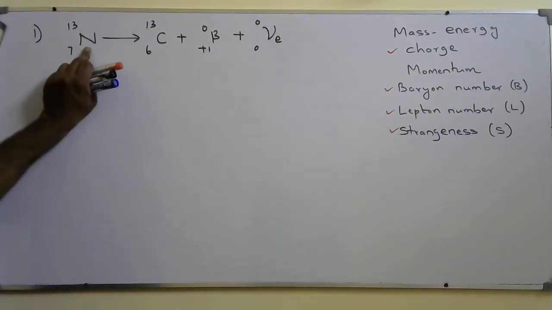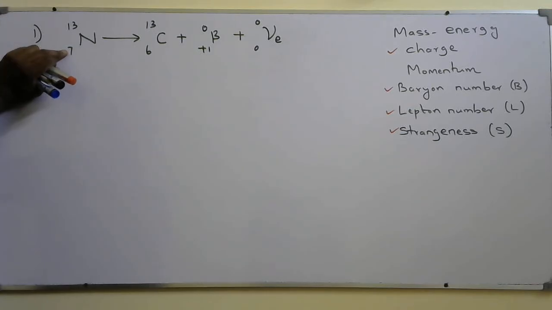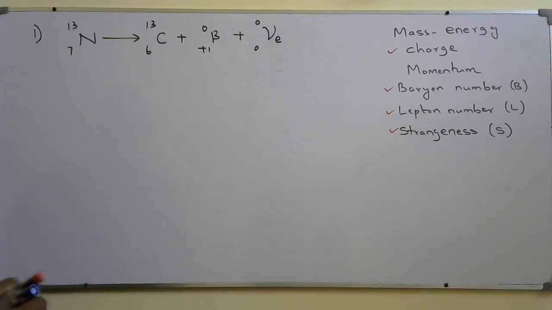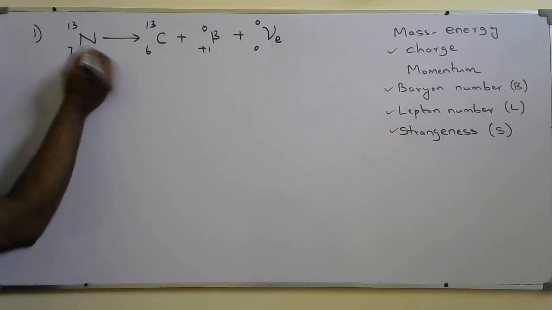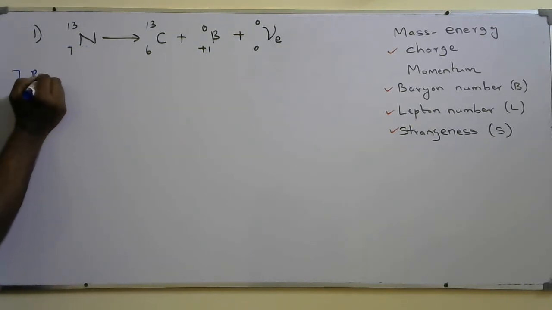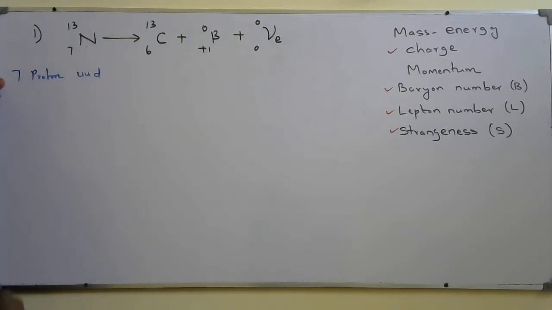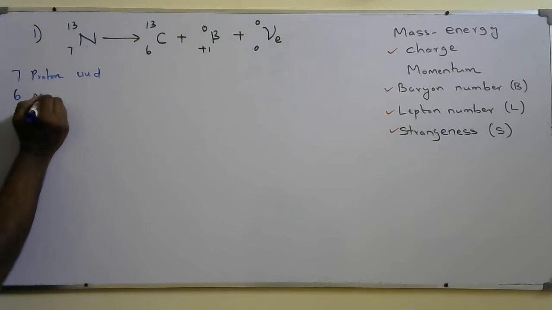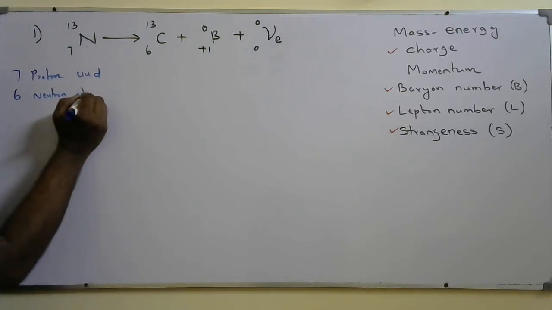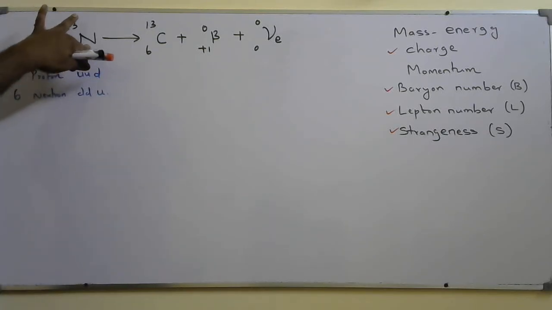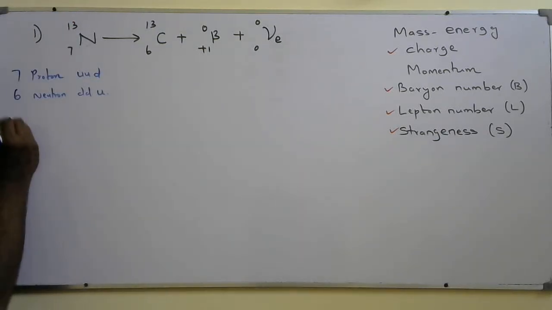So the nitrogen, 13 baryon number or 13 mass number, means 6 neutrons and 7 protons. So the nitrogen nucleus consists of 7 protons. Each proton consists of 2 up quarks and a down quark. Also it consists of 6 neutrons. Each consists of 2 down quarks and an up quark. Okay, we'll see what is the total number of up quarks in the nitrogen nucleus.